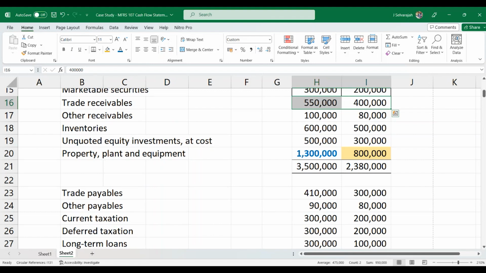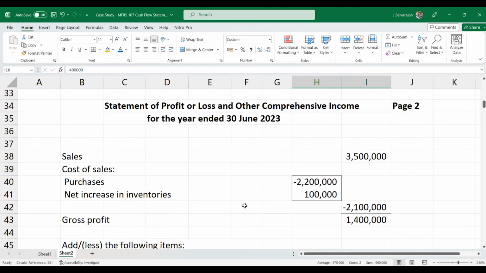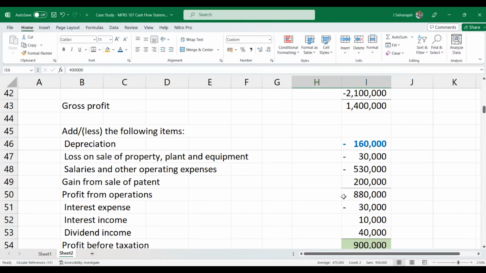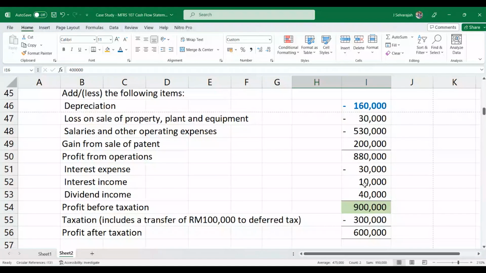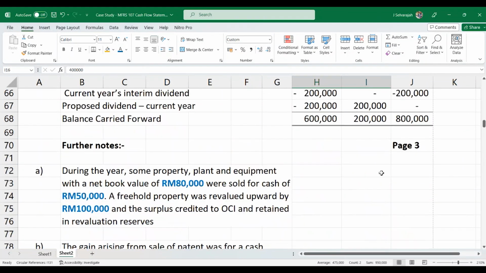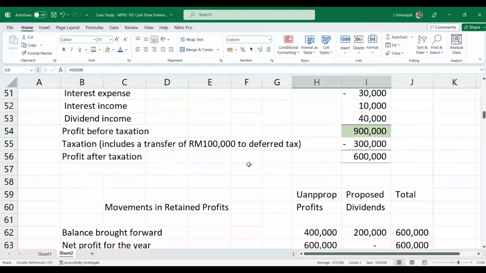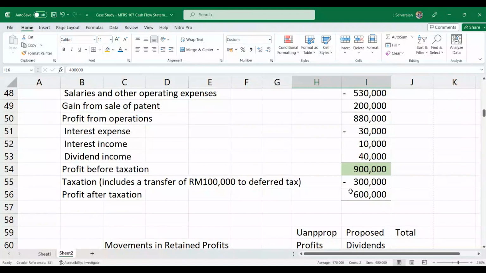Now, I did notice some questions. Let me have a look at them. What about gain from the sale of the patent? Now, let me have a look at the item here. The gain from the sale of a patent is already incorporated in the profit and loss account, which has come into this. This amount of 600,000. So that means it's already in the 600,000, which we are using. Sorry, it's a 900,000. Taxation comes out later. Take out the tax.